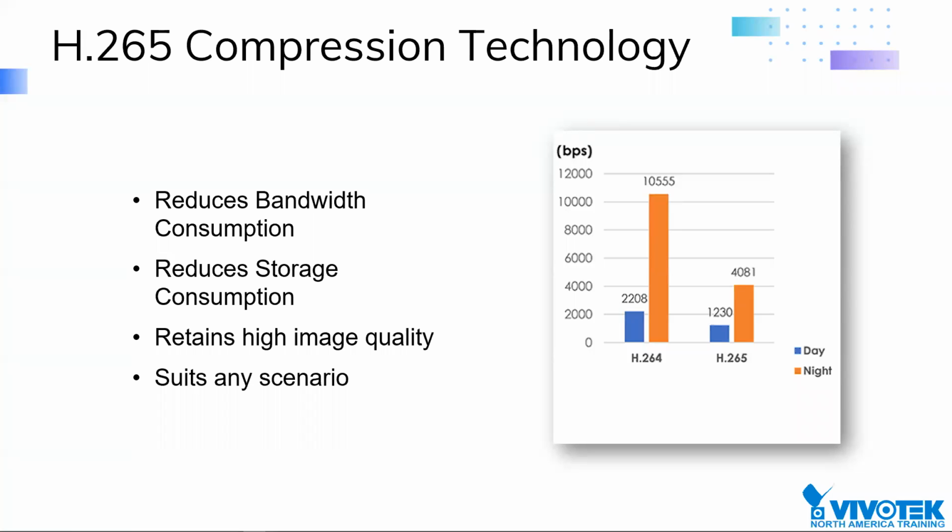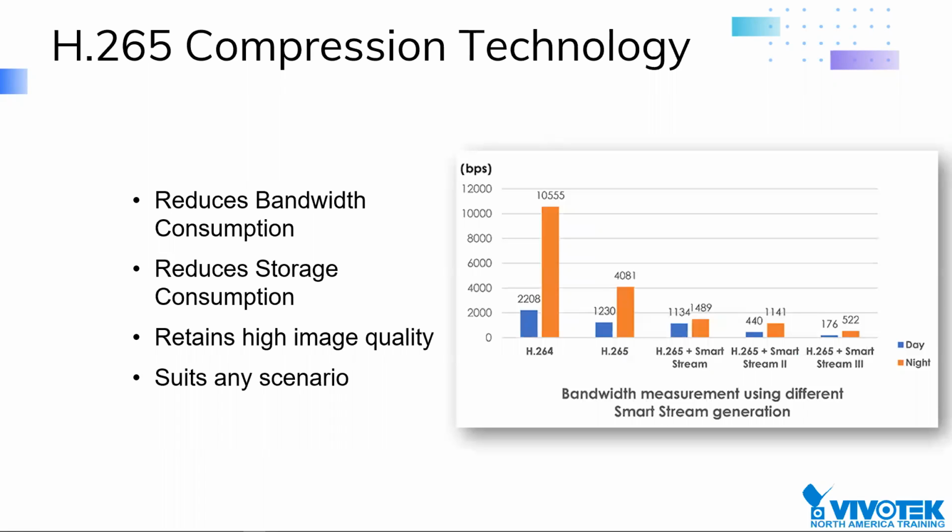And then you can see right here on this graph that it shows a day and night significant reduction in bandwidth consumption just by using H.265 instead of H.264. Then if you combine it with VIVOTEK Smart Stream technology, you can get even more savings in your bandwidth, up to 90% using H.265 with Smart Stream 3.